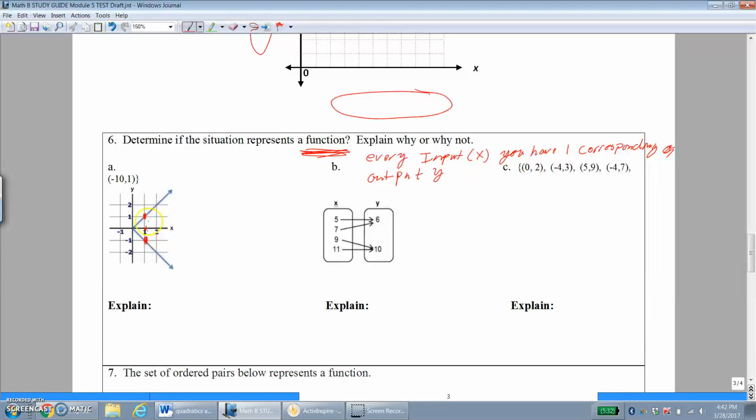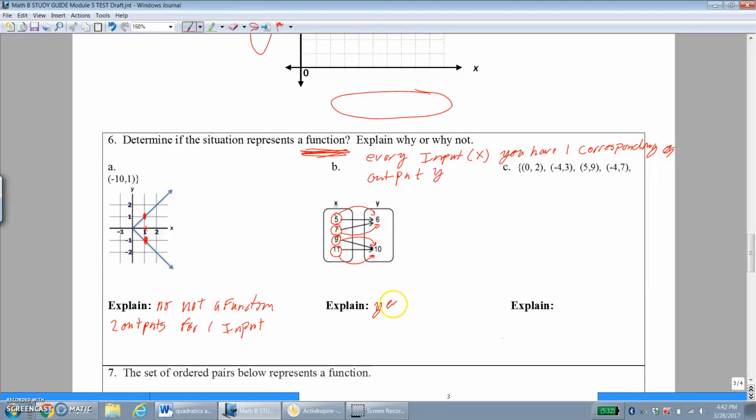So when I plugged in 1, did I get only one answer? No, it's not a function, because we had 2 outputs for 1 input. All right, now let's look at this one. When I plug in 5, I get a 6. When I plug in 7, I get a 6. When I plug in 9, I get a 10. When I plug in 11, I get a 10.